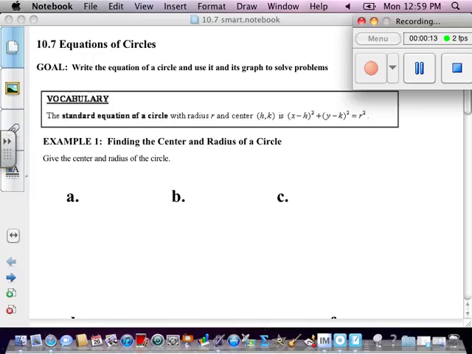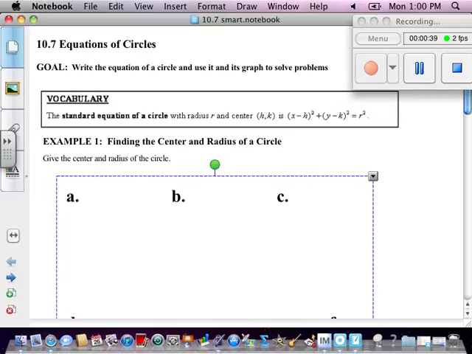All right, we're looking at example 1. We're going to find the center and the radius of a circle. Do you guys see this right here? This is the equation of a circle: (x minus h) squared plus (y minus k) squared equals radius squared. So h and k are your center, and your radius is your square root. I'm going to explain this next problem as slowly as I can, and then we're going to go over others like it.